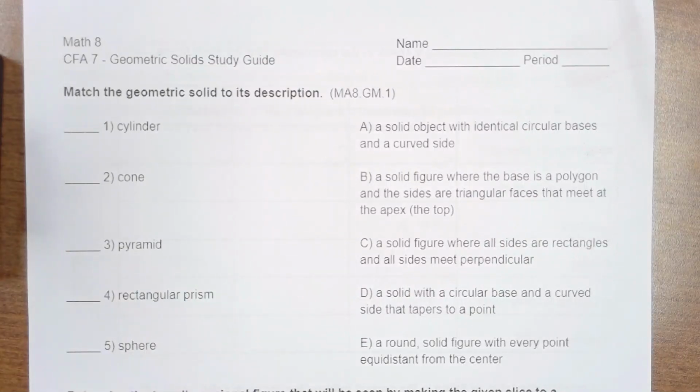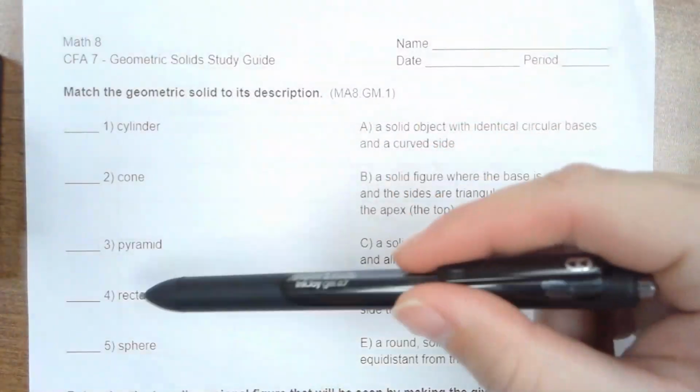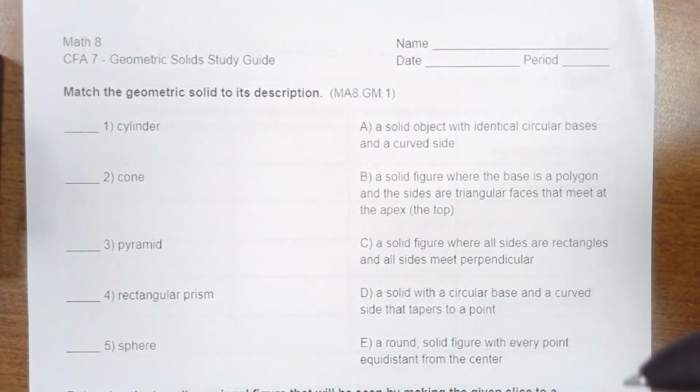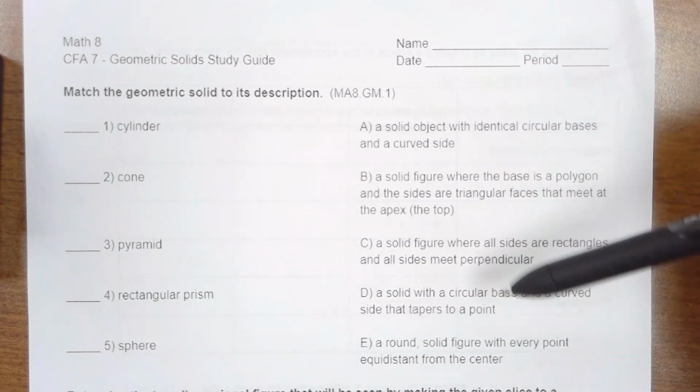Today we are going to go through your geometric solid study guide. So the first part says to match the geometric solid to its description. So we have cylinder, cone, pyramid, rectangular prism, and sphere. So let's see if we can match these up.